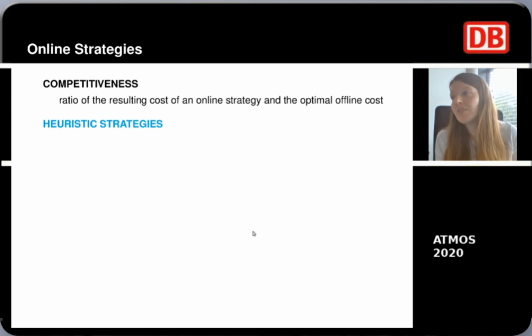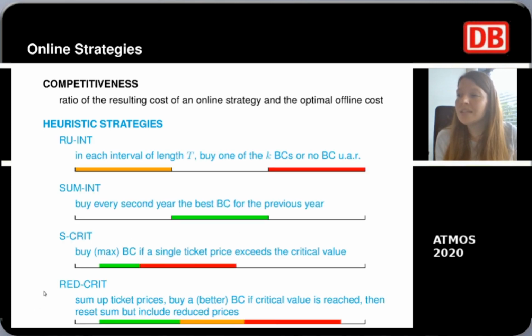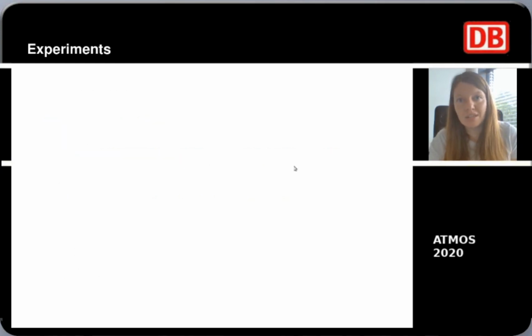Furthermore, we propose a bunch of heuristic strategies. So here we cannot really prove a constant competitiveness factor, but we deem them to be useful in real-world scenarios. So I don't want to discuss them in detail, but maybe pay attention to the last one. So the idea here is very similar to the B-sum algorithm to always sum up ticket prices until a critical value is reached. But we consider all of the BahnCards here, not just the best one. And also we reset the sum, but we include also the reduced prices which happen within a validity period of a certain BahnCard. In our evaluation, we compare all of these strategies to the optimal offline solution in different scenarios.